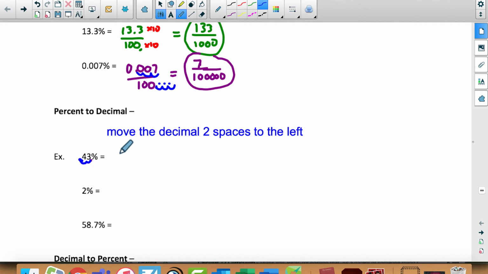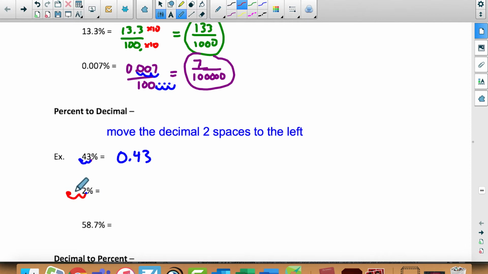So your answer is 0.43. Or just .43 if you want, but I like to put the 0 there. 2%, where's the decimal? After the 2, but we move it 2 spaces to the left. So we're going to go 1, 2, that's my new decimal.